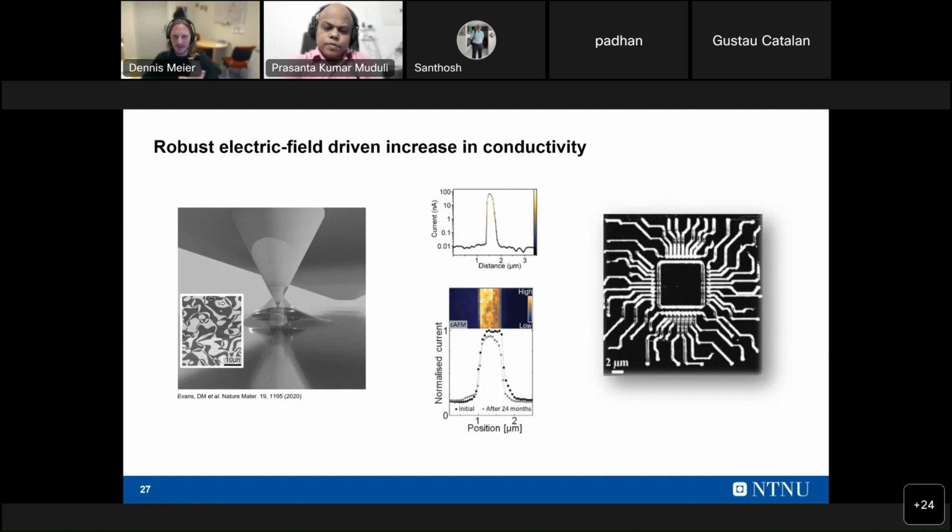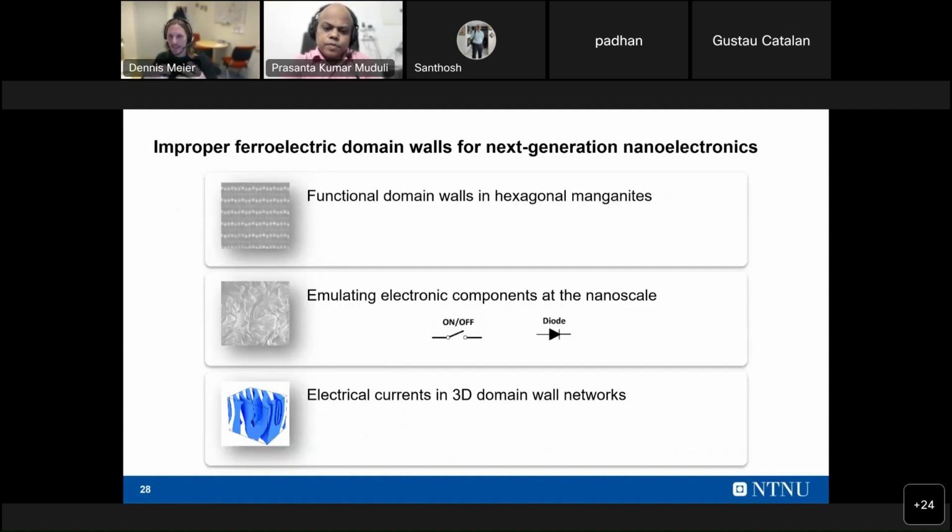Okay, that's what I wanted to say about mimicking electronic components at the nanoscale. And then I think I started a little later. I have roughly 10 minutes left. Is that okay? Yes, please continue. Okay, good. That should be fine for the last part of the talk.